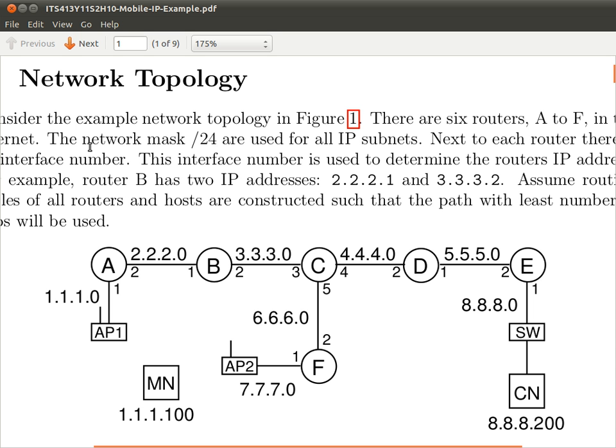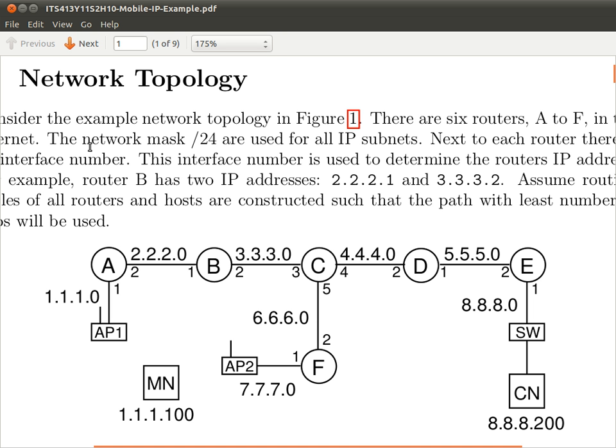It is 111.100. That is the home IP address of the mobile node. What is our home agent's address? It is router A.